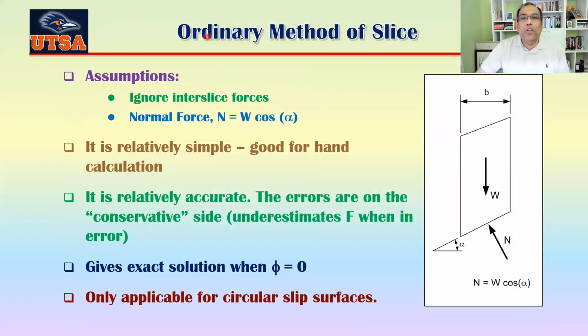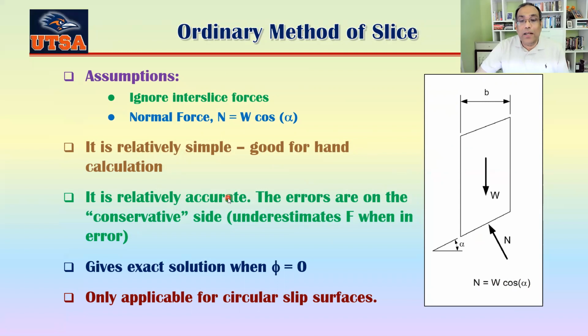Now let's start with the ordinary method of slices. So what's the assumption? The assumption is to ignore interslice forces, okay? So if you ignore all the interslice forces here, and if you know that angle here, then basically it's also assumed that your normal force N equals W cosine alpha, okay? This one is relatively simple, good for hand calculation, okay?